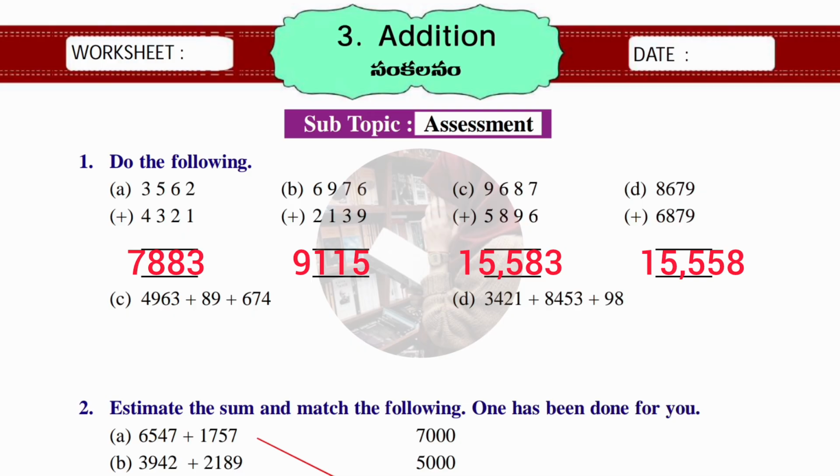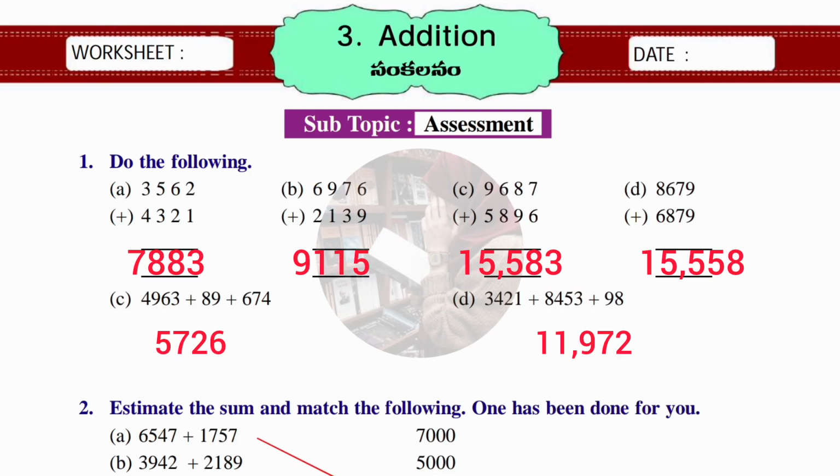4963 plus 89 plus 674 is equal to 5726. Okay, next one. 3421 plus 8453 plus 98 is equal to 11972. Okay guys, understood? Okay.